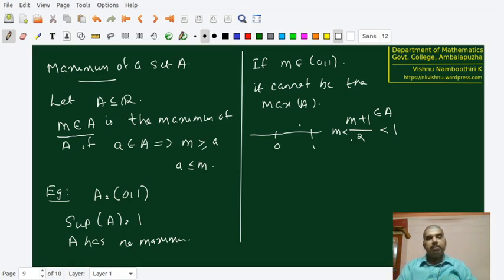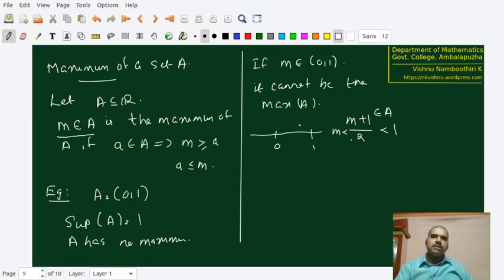Similarly, we can define minimum also. Minimum is going to be some other m prime such that m prime is less than or equal to every element in A. And for the set A, there is no minimum also. But this set has both supremum and infimum. Therefore, the difference between maximum of a set and supremum is that supremum is a real number that is greater than or equal to every element in that set. But maximum is not just a real number, it has to be a member of that set itself to be called the maximum. So the difference between maximum and supremum is hopefully now clear.